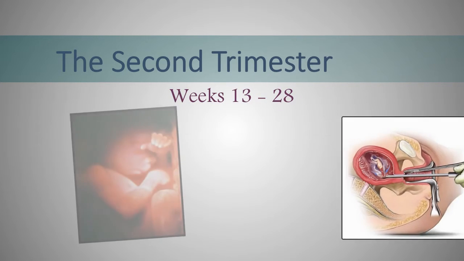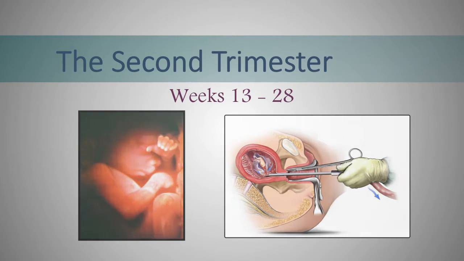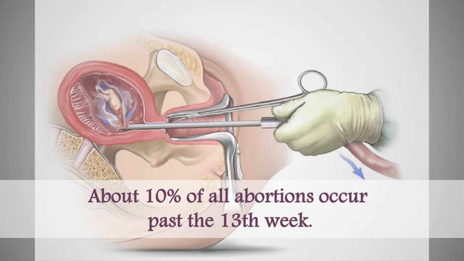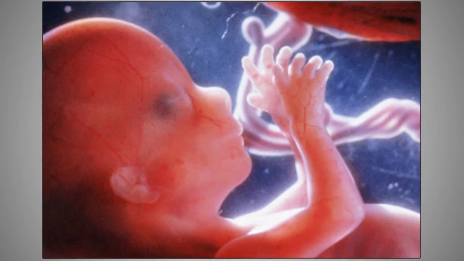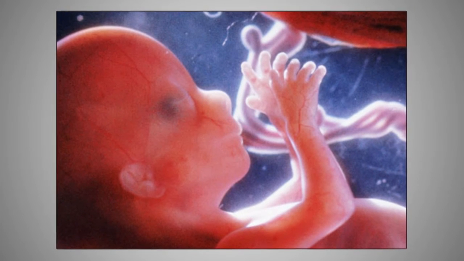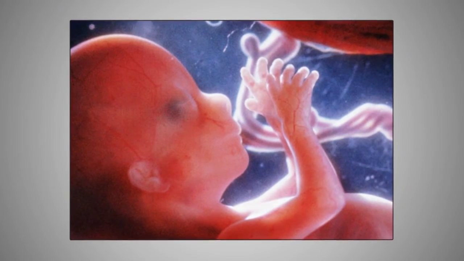The 2nd trimester covers weeks 13 through 28. At this stage, specialists can either use the D&E or D&C, depending on the stage of pregnancy. About 10% of all abortions occur past the 13th week. The fetus is undergoing numerous changes at this time. At 16 weeks, muscle tissues and bones begin forming a more complete skeleton. The fetus can make a sucking motion.